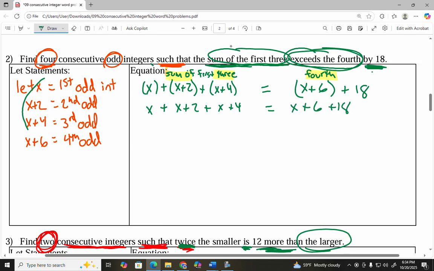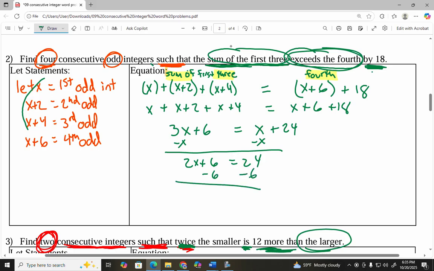We'll combine our like terms. So we get 3x plus 6 equals x plus 24. And if we subtract x from both sides, and then subtract 6 from both sides, finally divide by 2, I get 9. Thank God it's odd, because we were looking for an odd.